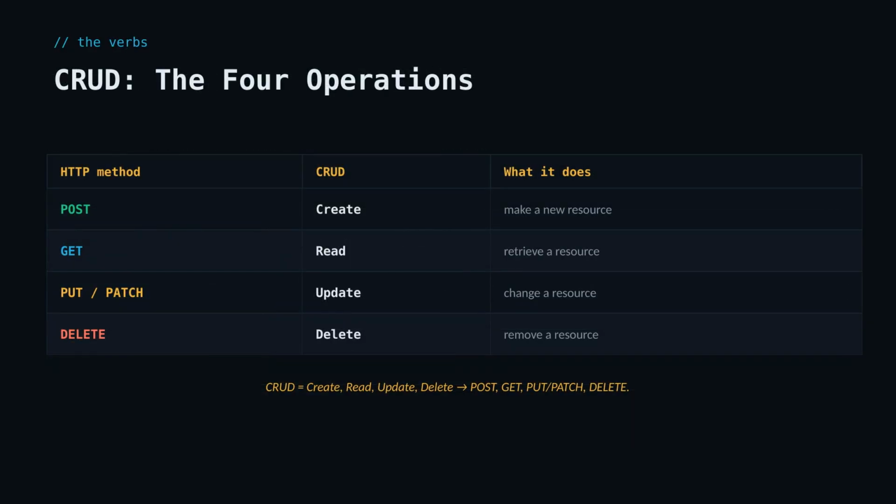Now that we know what REST looks like, the next question is what we actually do with those resources. That's where CRUD comes in. Create, read, update, delete, the four basic things you can do to any piece of data. And the elegant part is that HTTP already gives us a verb for each one. Post to create something new, get to retrieve it, put or patch to change it, and delete to remove it. Remember this mapping, because every REST call you ever make is really just one of these four moves.